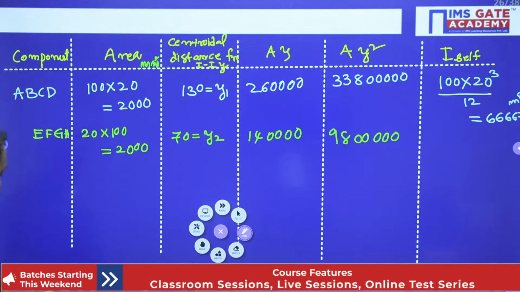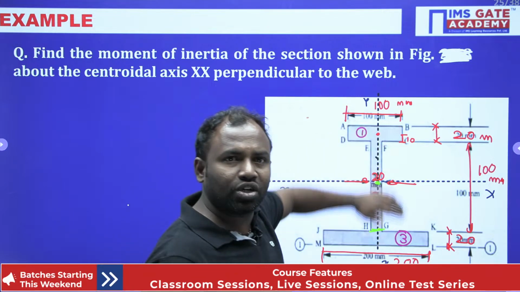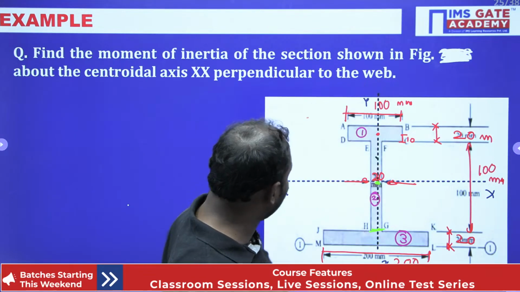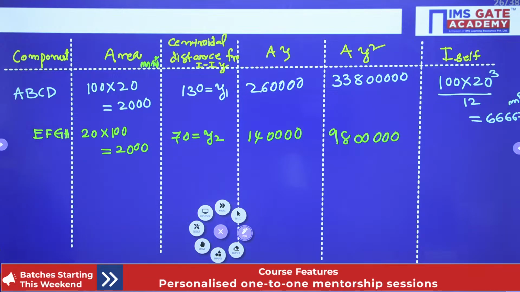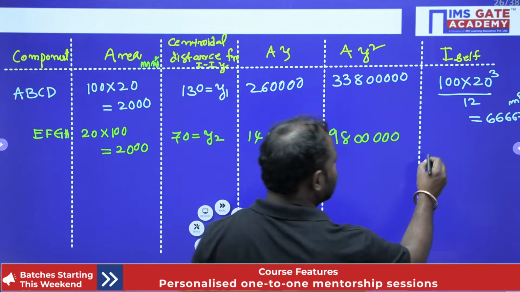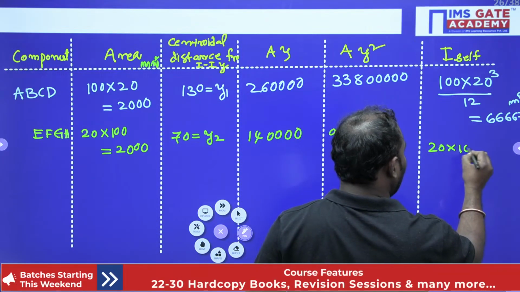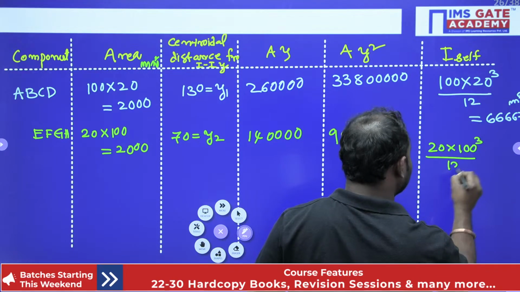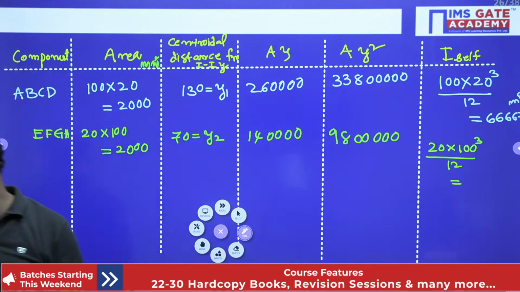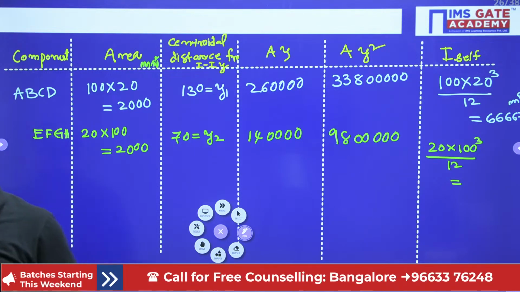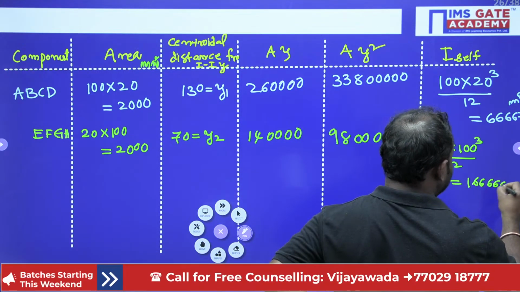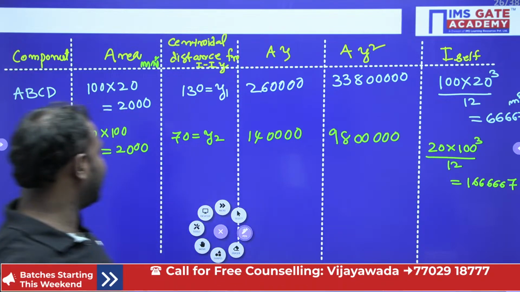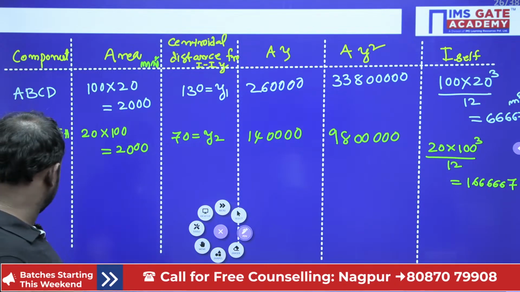Now, what is the moment of inertia of this block? The moment of inertia of this block is again bh cubed by 12. So, if I write that, it is going to be 20 into 100 cubed by 12. This is equal to 1666667. Yes, guys, right?